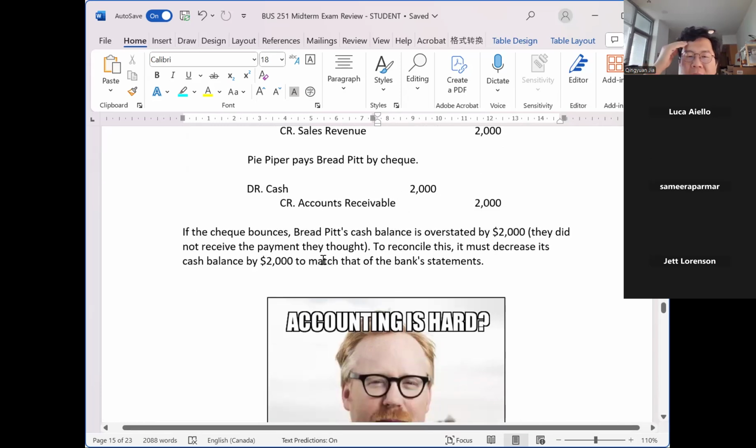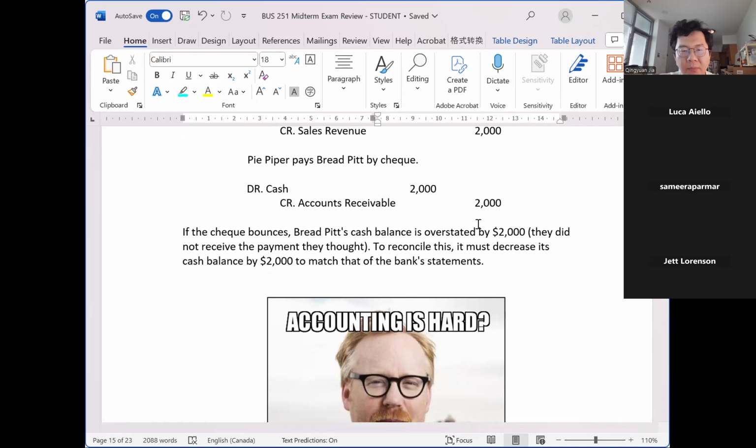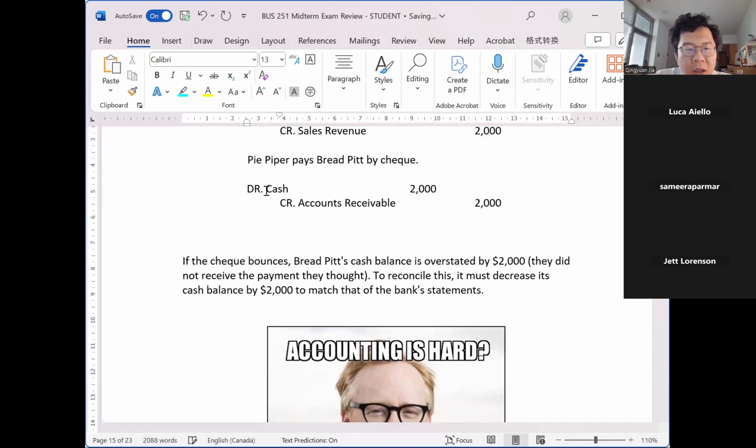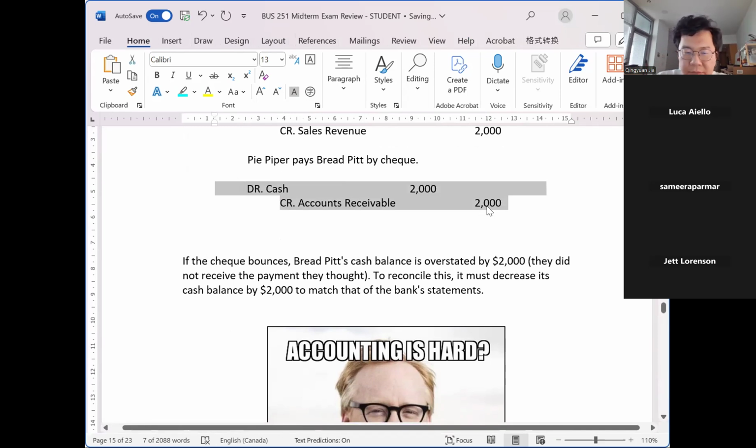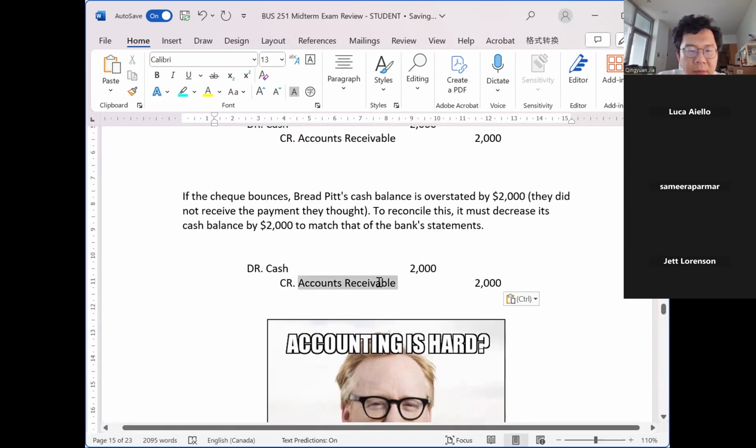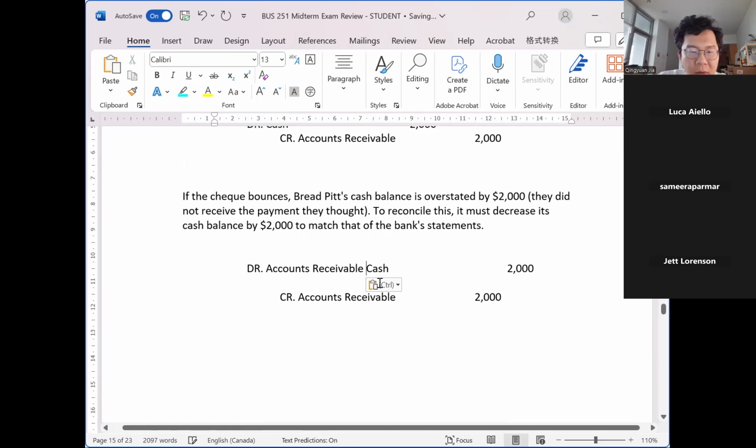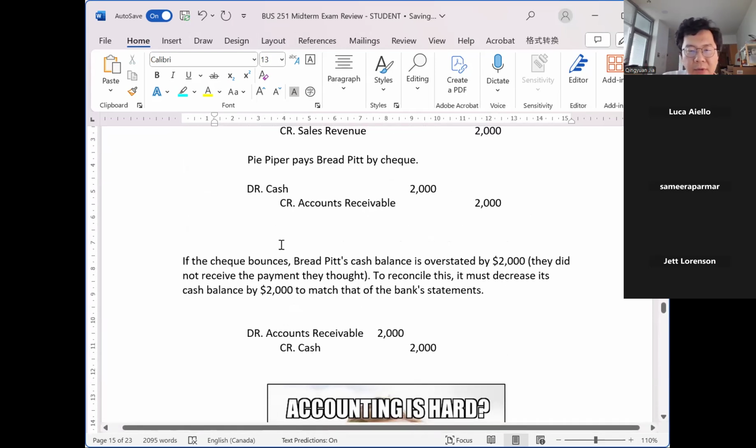And if the check bounces, Brad Pitt's cash balance is overstated by 2000 because they did not receive the payment they sought. So in order to reconcile this, it must decrease its cash balance by 2000 to match that of the bank's statement. So the journal entries for Brad Pitt will be a reverse one. I put it here. It'll be something like this. It's the reverse if you compare to the previous one, right?